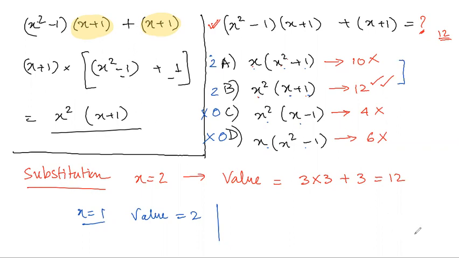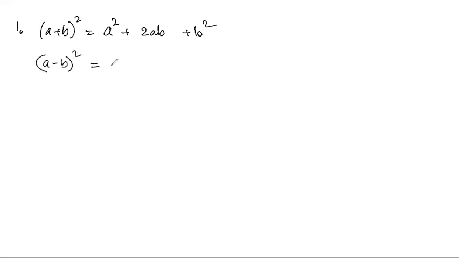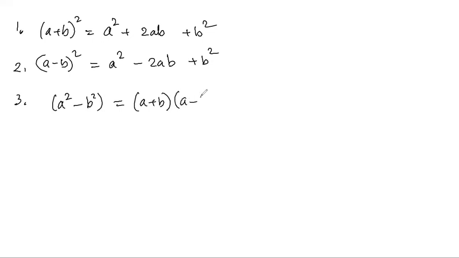There are a couple of formulae which you should know, which are very useful. Number one, (a plus b) squared. Please don't make the mistake of leaving out the 2ab. (a minus b) squared can be thought of as a plus negative b, right? So in that sense this becomes minus 2ab, and then the rest is fine. The third, a squared minus b squared, is the product of these two.